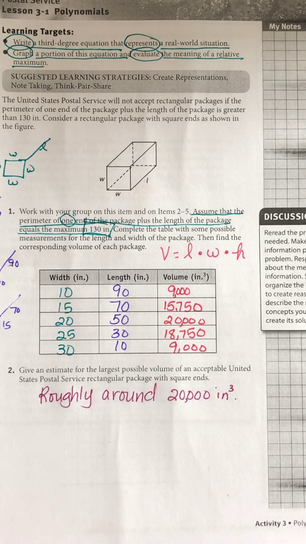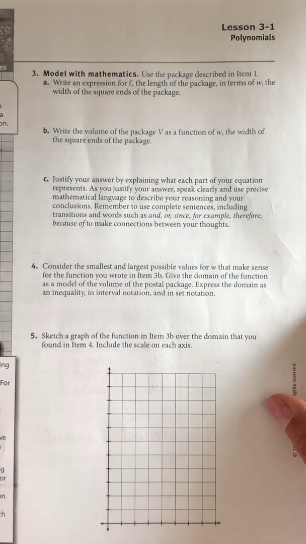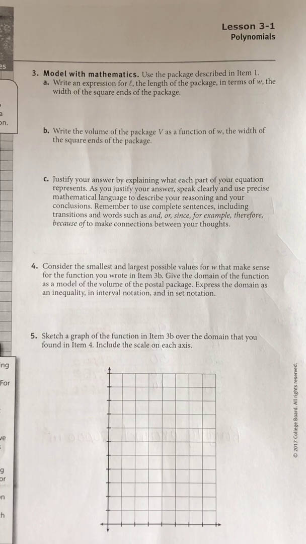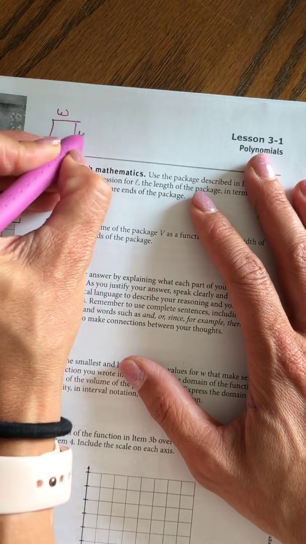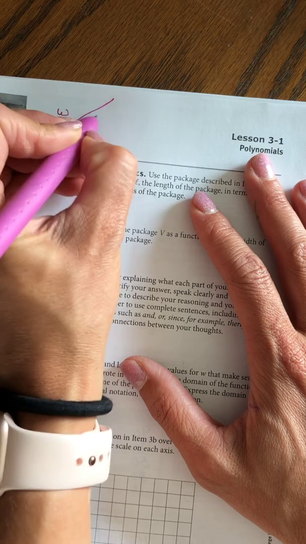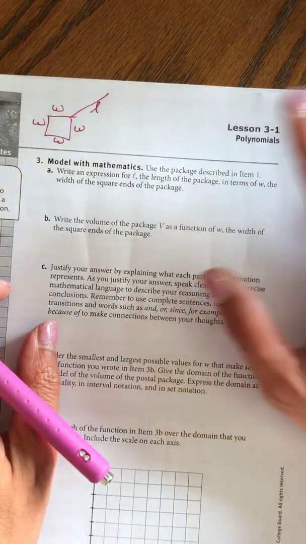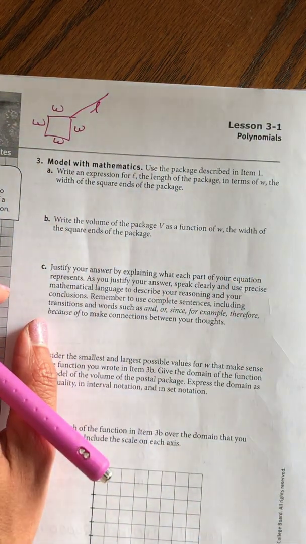Okay. Turn the page. We are on page 32 now. It says, model with mathematics. Use the package described in item 1. Write an expression for L, the length of the package, in terms of the width of the square ends of the package. So, remember we had our picture. We had the end, which was all of our widths, and then the length. And remember that had to add up to 130 inches, right?